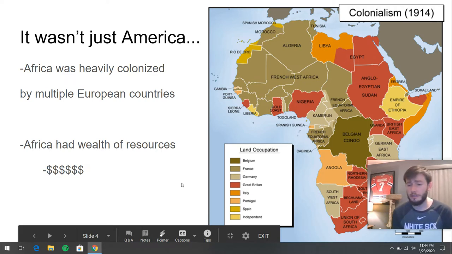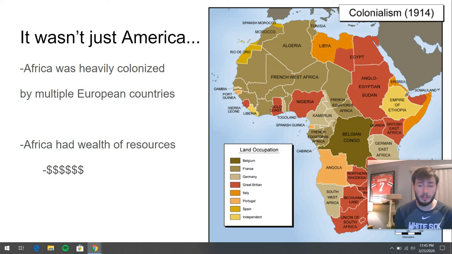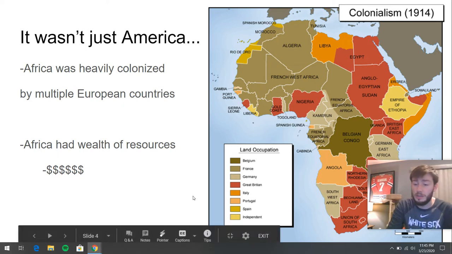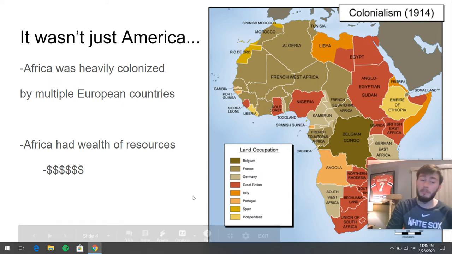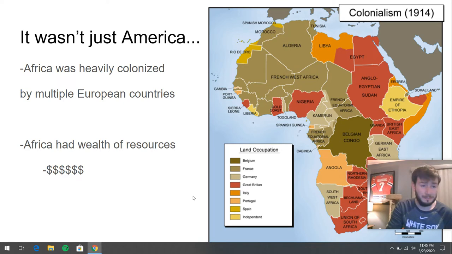The Belgians, the French, the Germans, the British, the Italians, the Portuguese, and the Spanish all set up colonies in Africa. The main reason they did it was because Africa had a ton of resources. I repeat, a ton of resources. We're talking diamonds, silver, gold, mining, spices, all different types of resources. That meant lots of cash for the Europeans. They saw it as a source of raw materials. They said, hey, they're not utilizing these resources, so let's go there and we'll utilize them. So the Europeans go to Africa and colonize it.